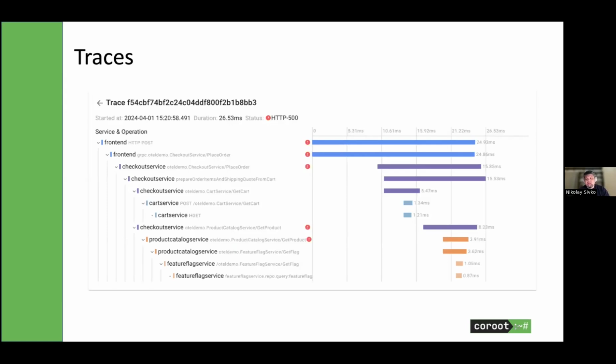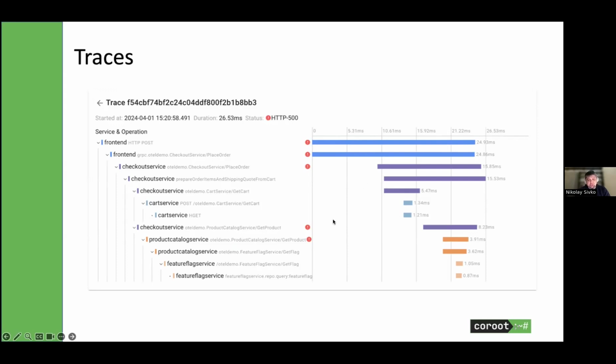That's how a trace typically looks. We have some trace ID. We know that processing started from a service called front end, and then we use a bunch of services. We see timing.